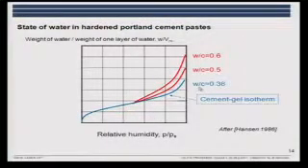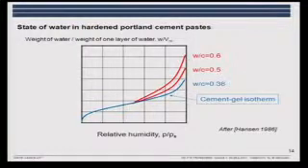This is a graph showing also sorption isotherms for different water-cement ratio, and the lower is illustrating the cement gel isotherm. And then you have, the more water you have initially, the more capillary pores you will have, and larger porosity shown here in the upper range of the relative humidity.